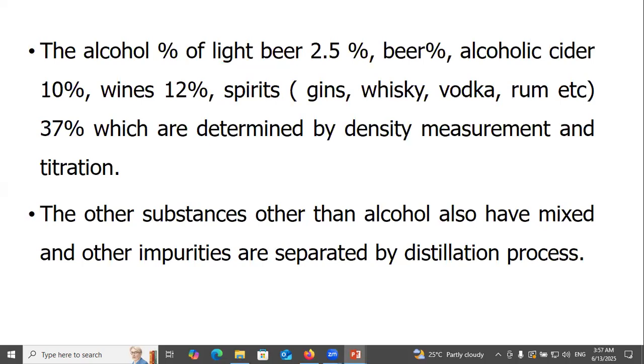The alcohol percentage of light beer is 2.5 percent, alcoholic cider 10 percent, wines 12 percent, and spirits like gin, whiskey, vodka, and rum 37 percent. These are determined by density measurement and titration. Other substances other than alcohol are also mixed in, and these impurities are separated by the distillation process.